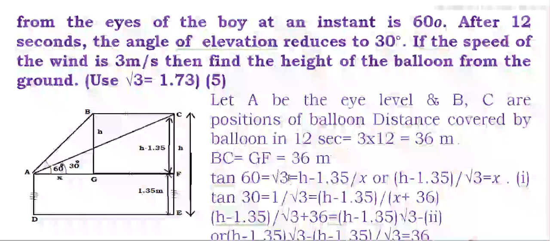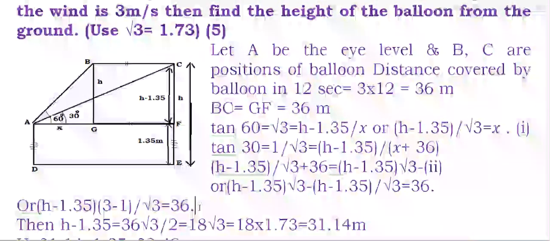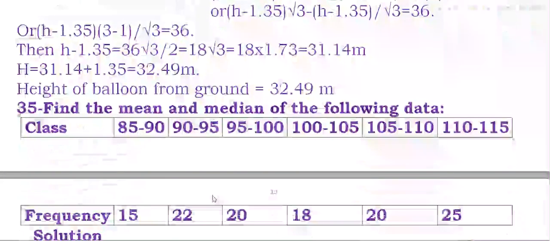Tan 60 is equal to root 3, h minus 1.35 upon x. Because the CF will be h minus 1.35, we have taken C is equal to h. Then tan 30 is also 1 by root 3, h minus 1.35 on x plus 36. By solving this equation we will get h is equal to 32.49 meters. So the height of the balloon from the ground is 32.49.